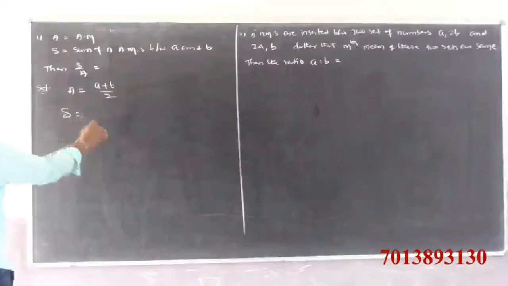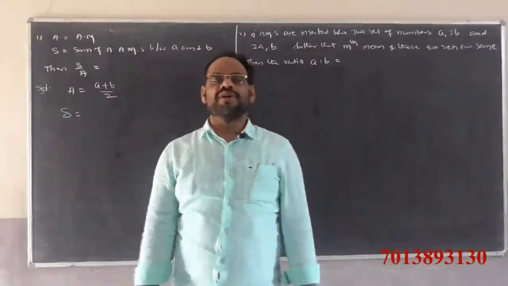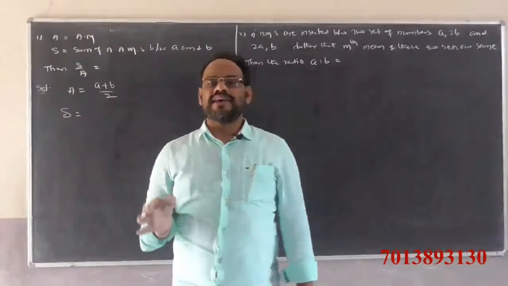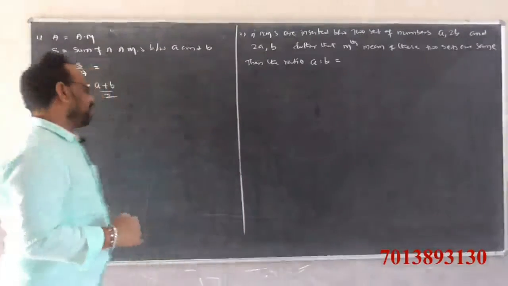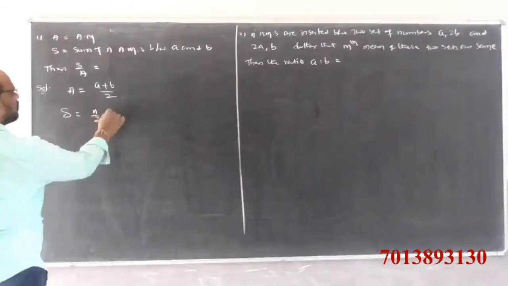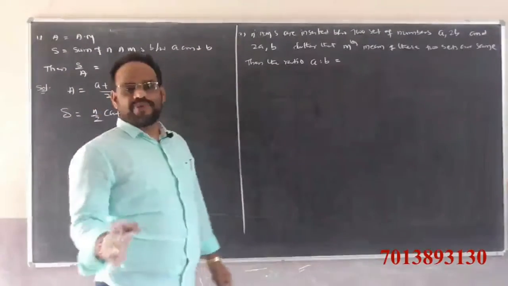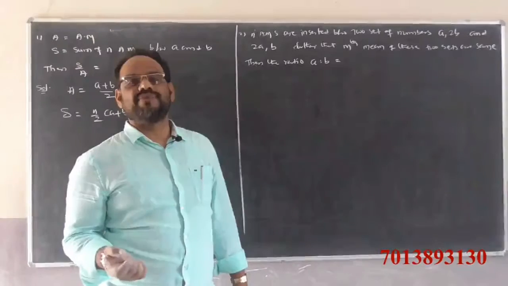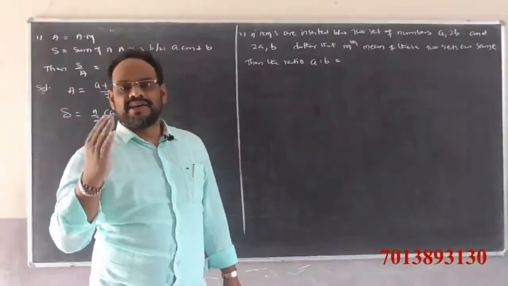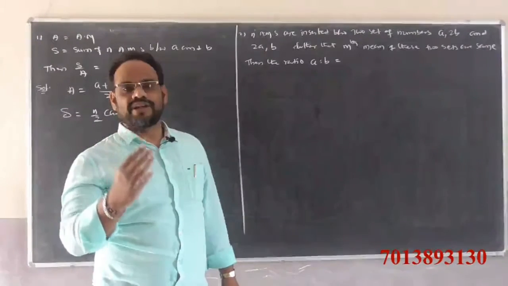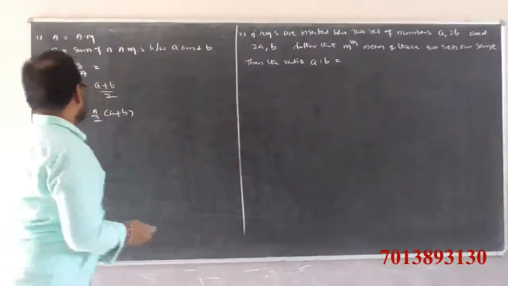The sum of n arithmetic means, already discussed in the previous class, that means capital A1 plus A2 plus A3 and so on up to An, we get how much? n by 2 into A plus B. Single arithmetic mean is nothing but A plus B by 2. Sum of n arithmetic means is n by 2 into A plus B.